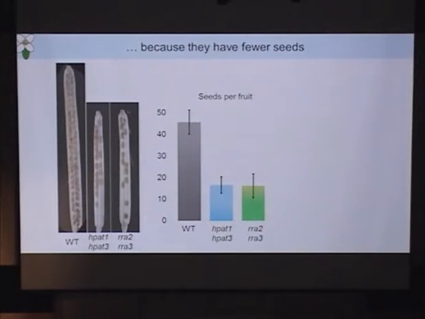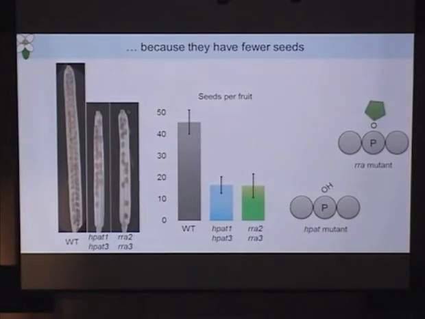If you look at the RRAs, these are the enzymes that add the next arabinose, so the H-pats are first, and then the RRAs work, you get a very similar effect. So this seems to be specific for that modification and the production of fertility.